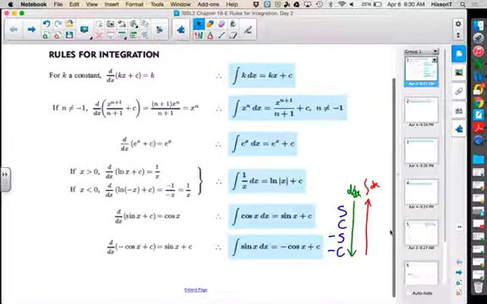So if you're integrating sine, you go down to the bottom, negative cosine. The integral of negative cosine is negative sine. The integral of negative sine is cosine. The integral of cosine is sine. It just keeps going that way.